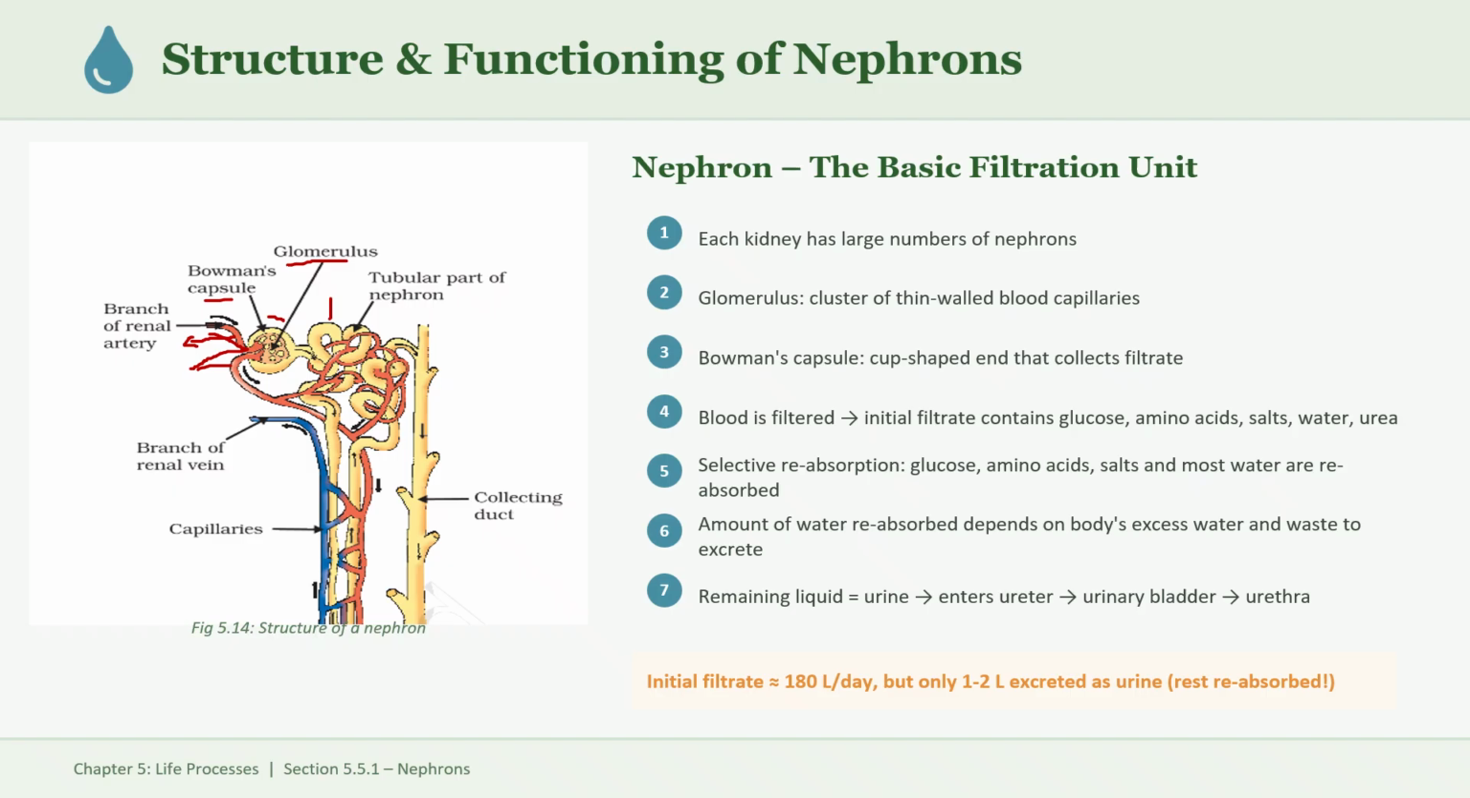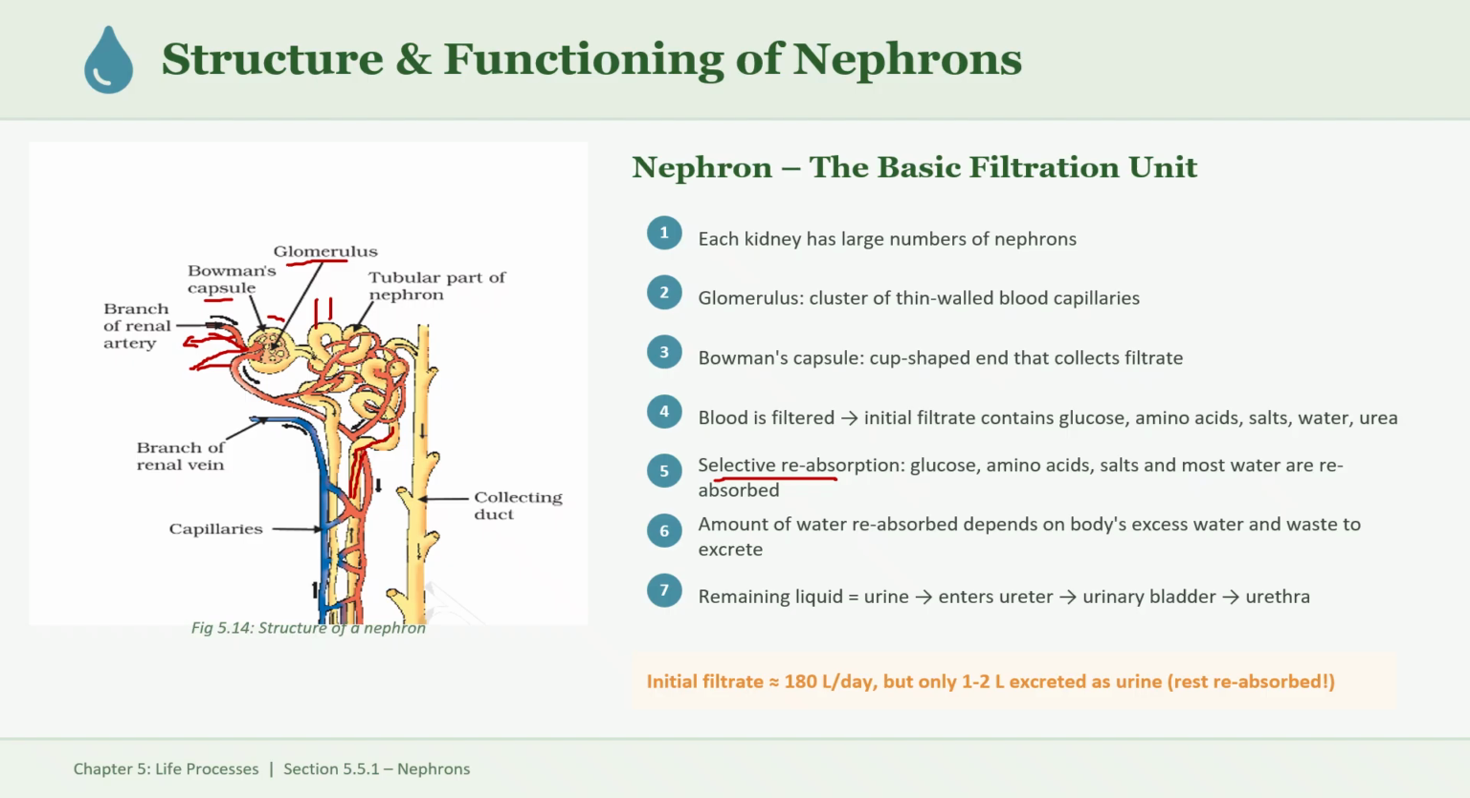Then what happens? Selective reabsorption takes place. Selective reabsorption means that as the filtrate is passing through the tubule. So where is the tubule, children? See children, this is the tubule. When it is passing here, see, the arrow mark has been given now. So when it is passing here like this, what happens? Useful substances such as glucose, amino acids, salts, and most of the water are reabsorbed into the blood. The amount of water reabsorbed depends upon the body's need and the amount of dissolved waste present.